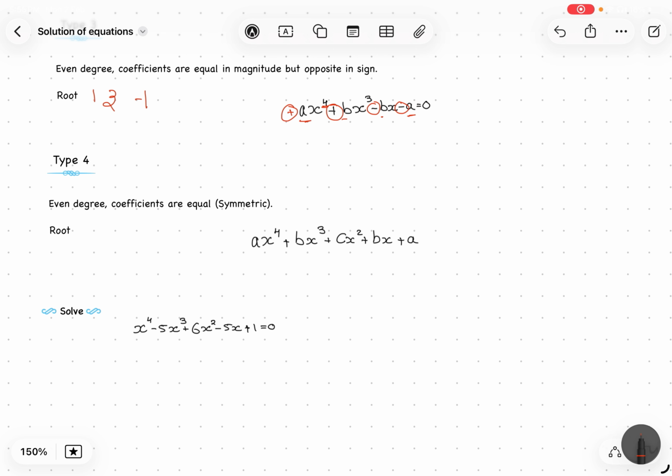The type 4, this is pretty important one. If the polynomial is even degree and the coefficients are equal and symmetric, a over here, b, symmetric, in such cases, we make x plus 1 by x as y in solving the equations because this reduces the degree of equation to half.